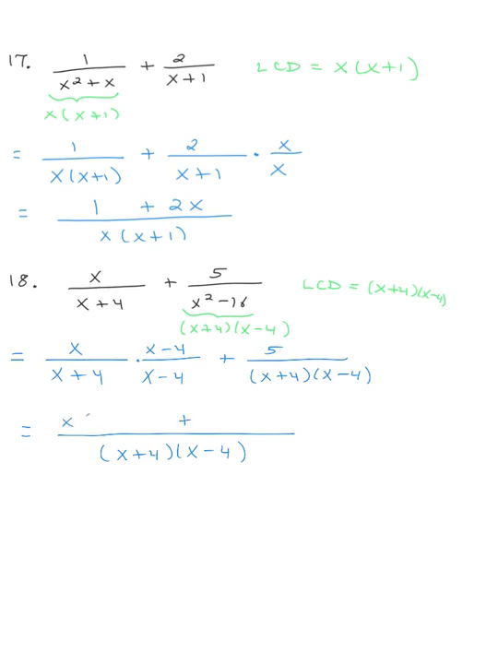The first is going to be x times x minus 4. The second is going to be, well, just 5. I'm not doing a thing to it. When I distribute the x, I get x squared minus 4x plus 5, all divided by x plus 4 times x minus 4. There are no common factors, and that's my final answer.